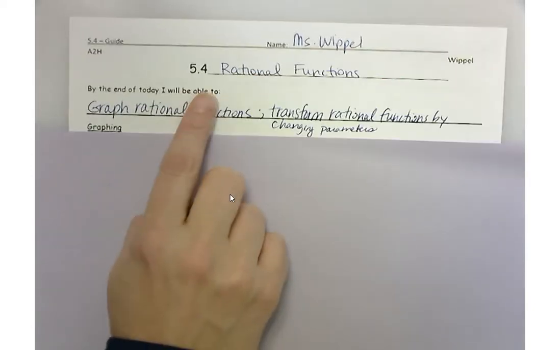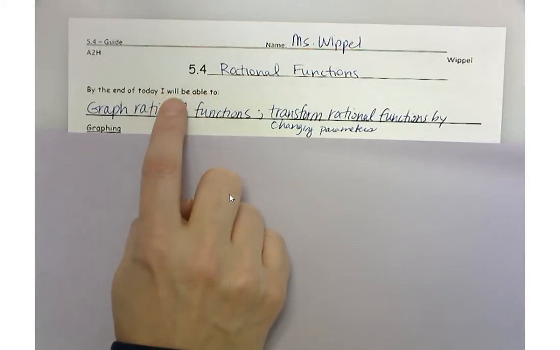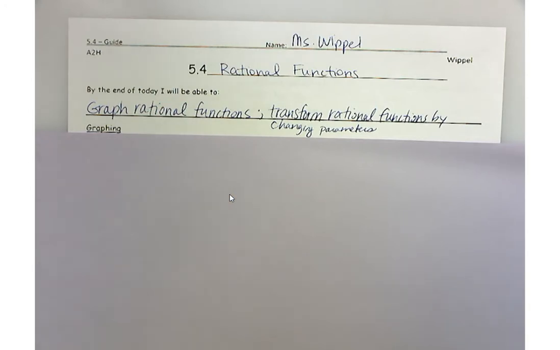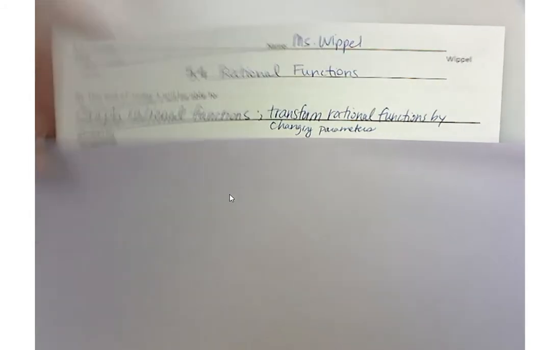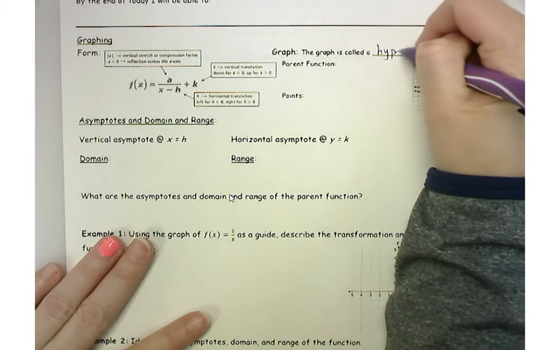All right, so today we're going to talk about rational functions and their graphs. We're going to transform rational functions by changing parameters. You may or may not have heard the name of what the graph of a rational function looks like. You know how for quadratic functions we have parabolas? For a rational function, the graph is called a hyperbola. So not hyperbole, it's very close to that, but it is a hyperbola.